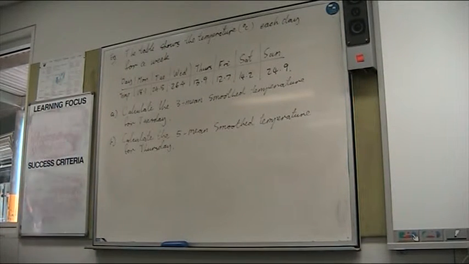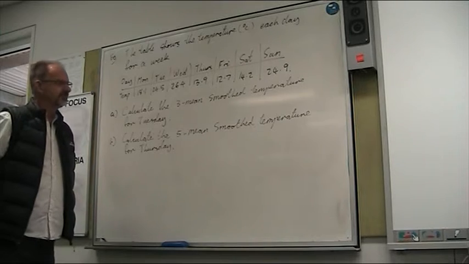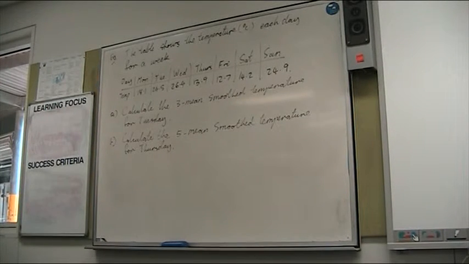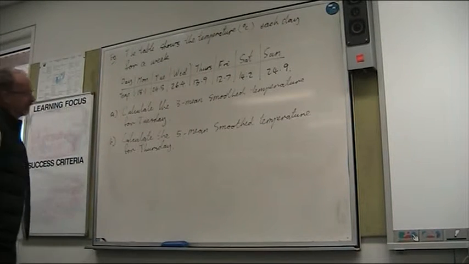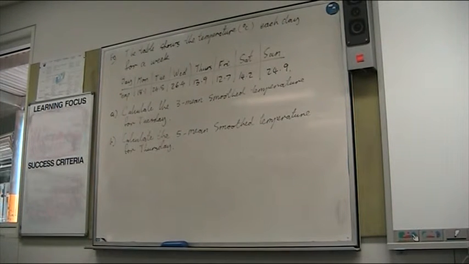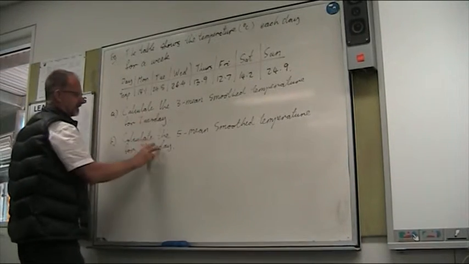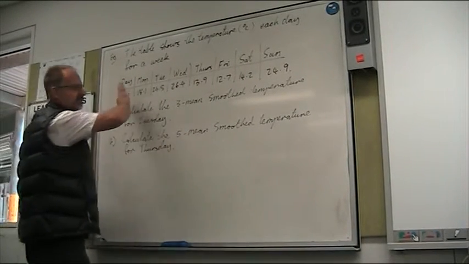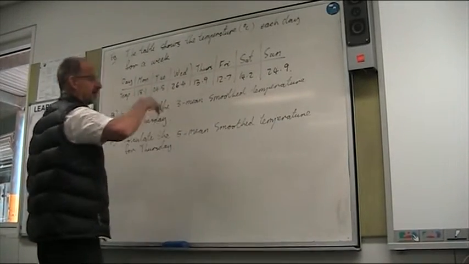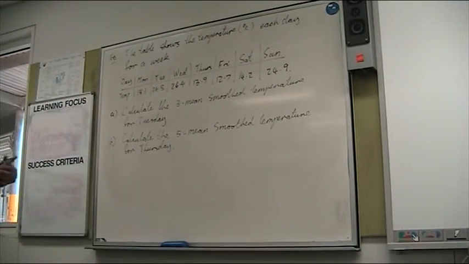Right, so here's a list of the days of some weekend and the temperature on those days. And then we're asked just about particular days. Now you could work out the moving means for all of those and plot them if you wanted to. In this question we're not asked to do that, we're just asked for a particular day.